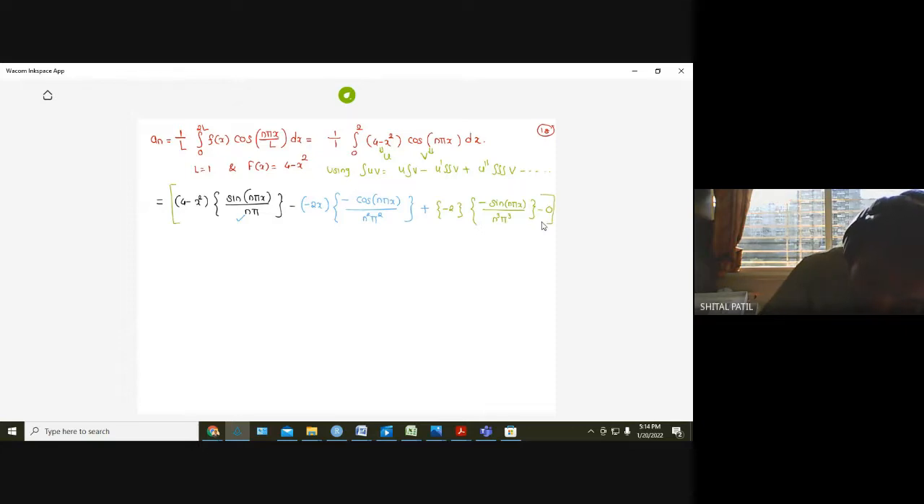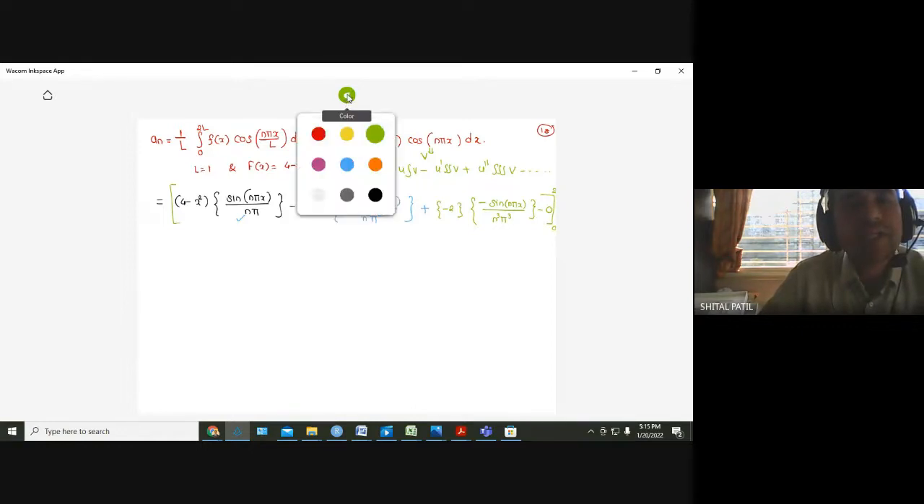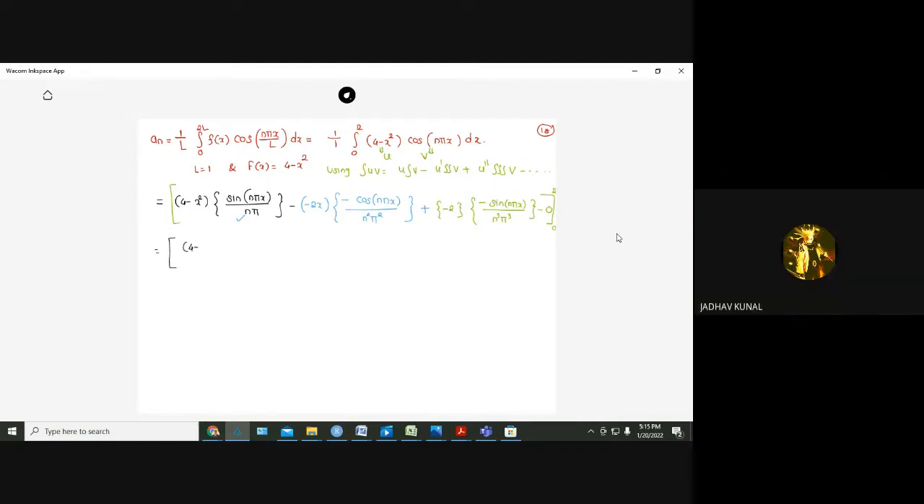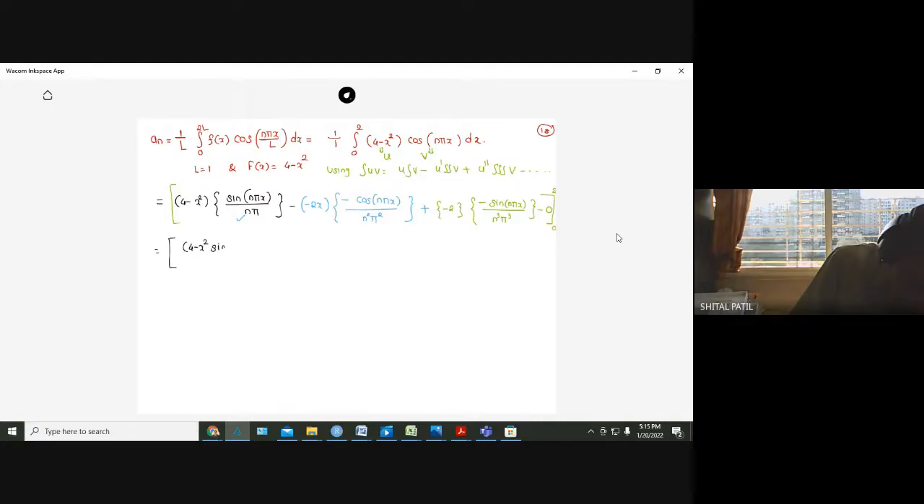And we have to substitute the limits from 0 to 2. First, I'll simplify this and then I'll substitute the limits. Taking n pi common. No, keep everything as it is. No problem, just try to simplify a few things only. You can use your own method. There is no problem; whatever procedure I'm writing, that is what you have to write.